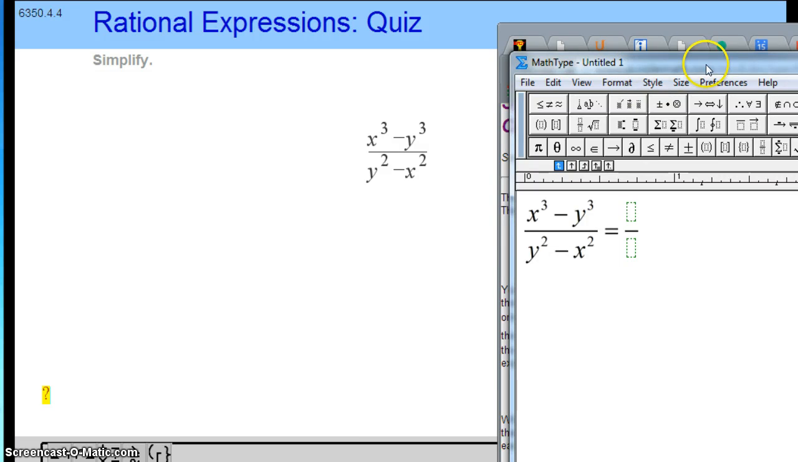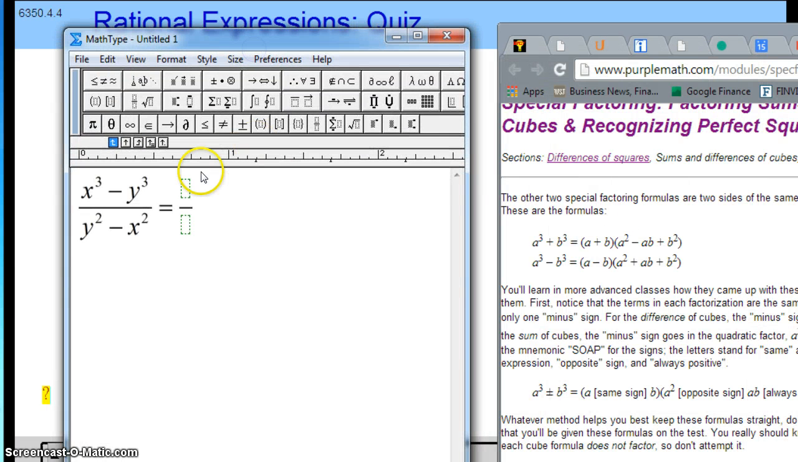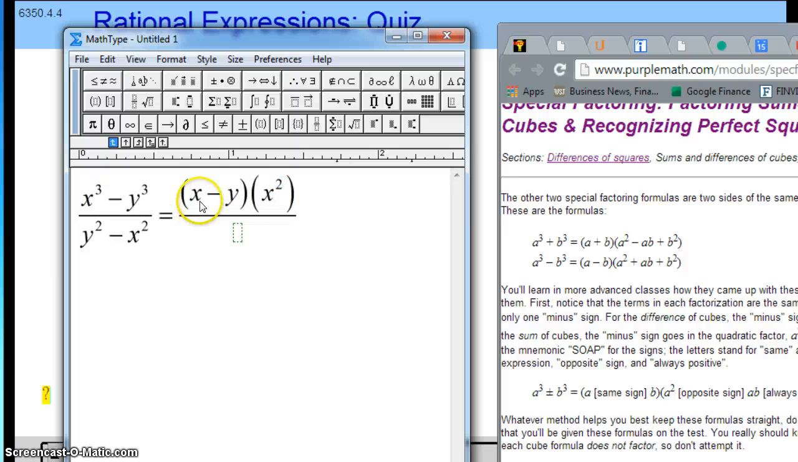So x cubed minus y cubed, so it's going to be this rule. If a minus b, that's x minus y. So x minus y, parentheses, times x squared plus xy plus b squared.